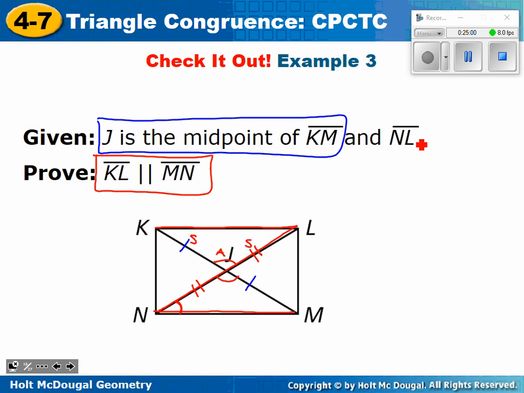Okay, so angle MNL, and angle KL, actually, sorry, it should be angle MNJ, is congruent to angle KLJ. Why do we want those angles congruent? So just like the last one, those two angles would be congruent. Why though? Why would these be congruent?